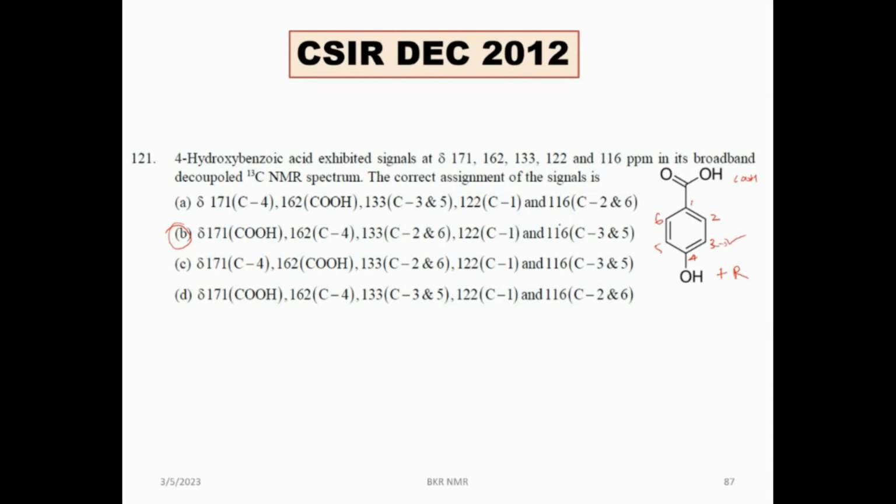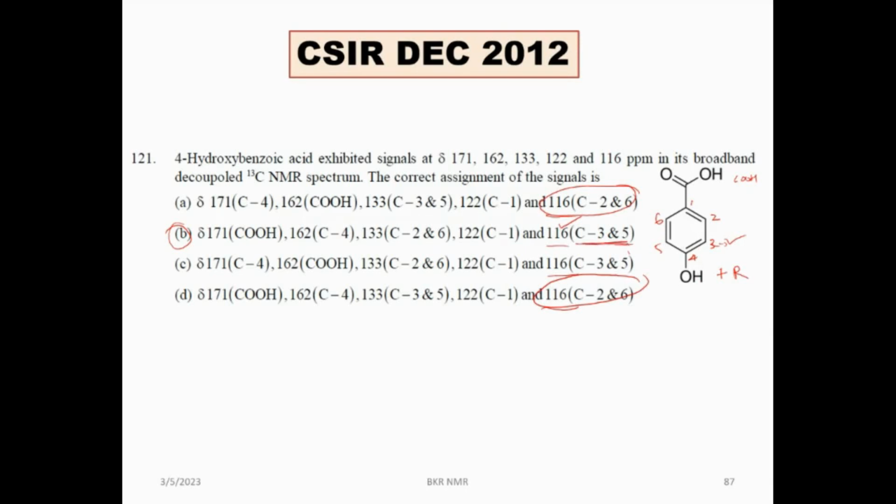So 3 and 5 should have 116. But all four are 116, so I cannot make a differentiation based on that. In all the cases, sorry, this is 2 and 6. So this will be wrong. Very good. I didn't check that. So carbons 3 and 5 will be shielded because of the electron donating group.